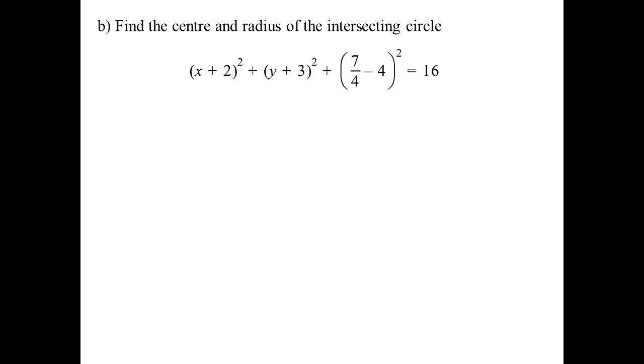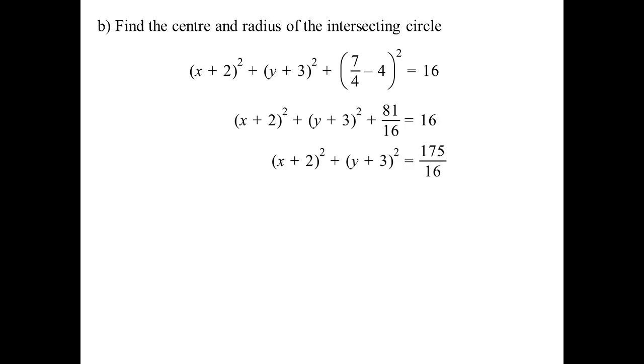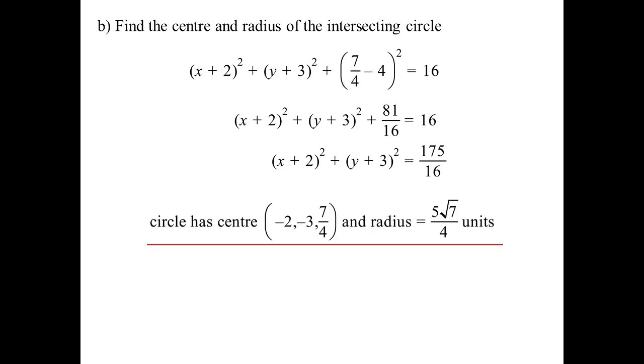Well, we know the equation of the sphere. X plus 2 squared plus y plus 3 squared plus, doesn't really matter which one I put it in. So I've gone with the z, 7 on 4 minus 4 squared is 16. Push it out, I've got no z anymore. So I now have the equation of a circle. X plus 2 squared plus y plus 3 squared is 175 on 16, which would be a circle on the plane z equals 7 on 4. And so its centre is minus 2, minus 3, z is a constant 7 on 4, and the radius is still just the square root of that number there, so we get 5 root 7 on 4.